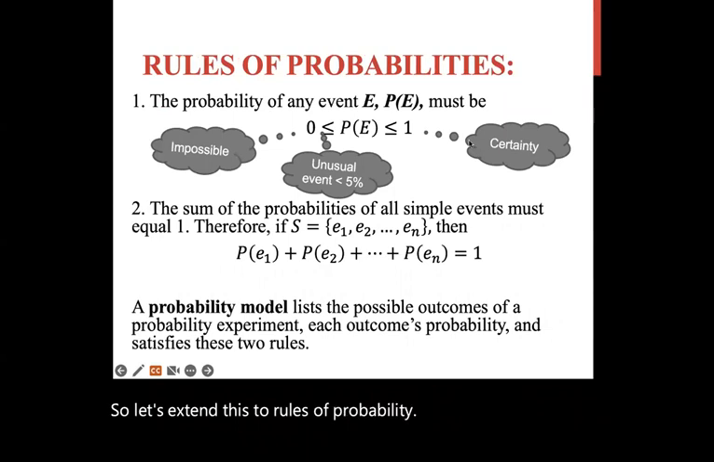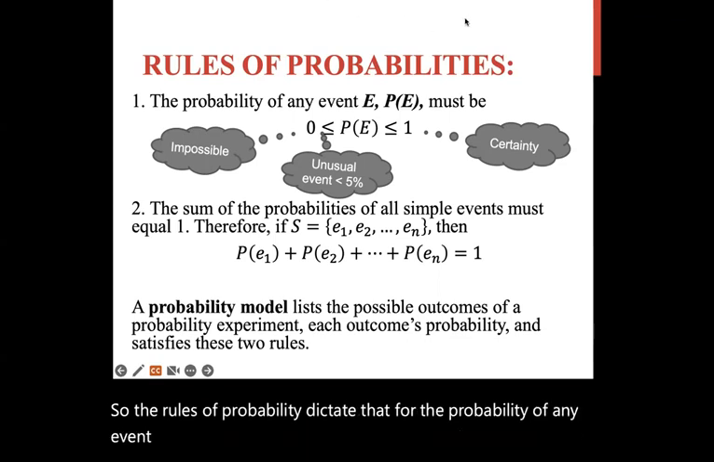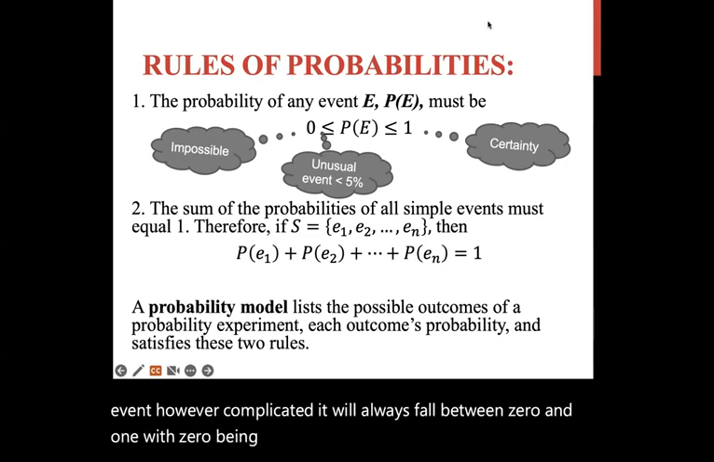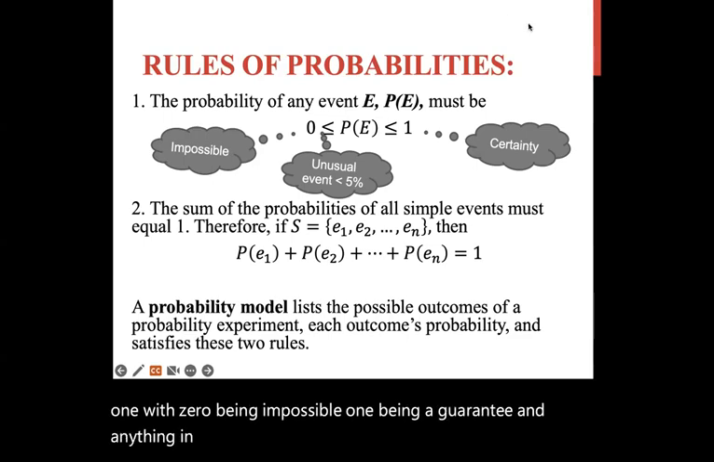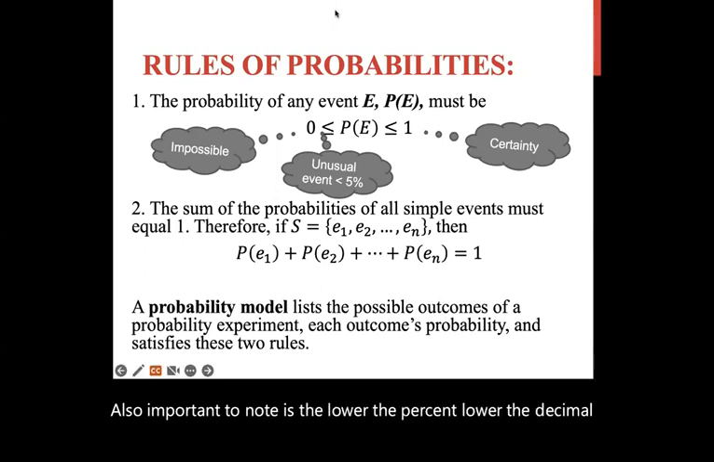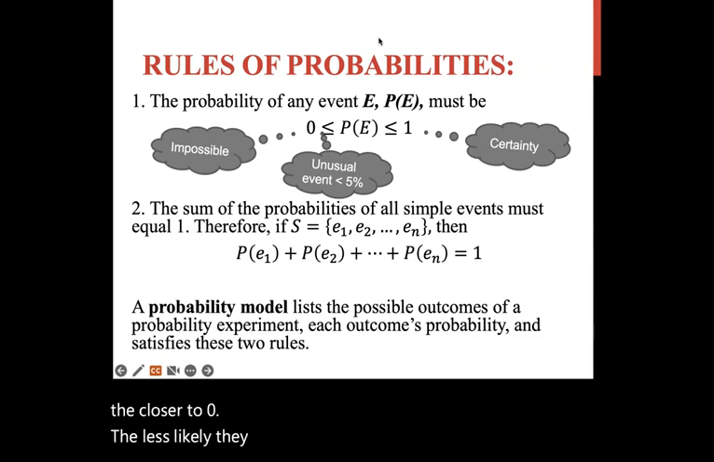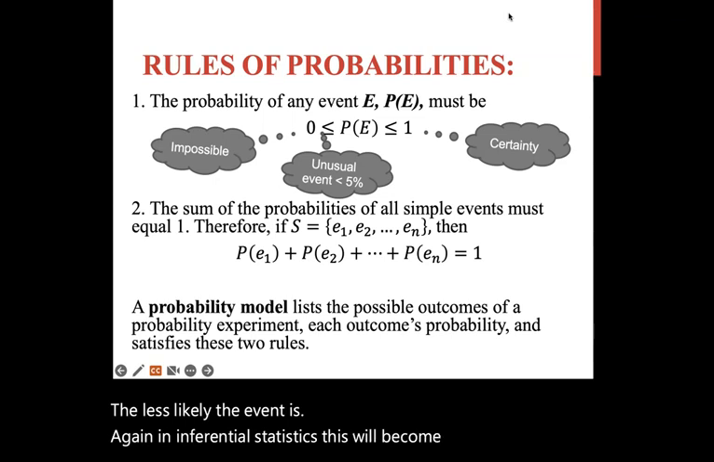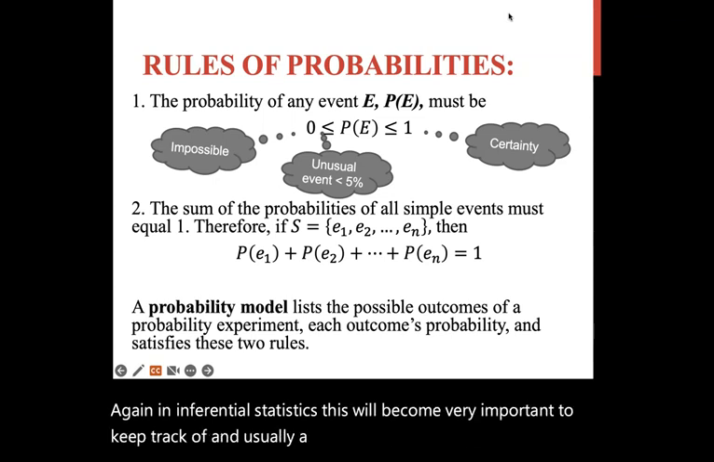So let's extend this to rules of probability. The rules of probability dictate that for the probability of any event, however complicated, it will always fall between 0 and 1, with 0 being impossible, 1 being a guarantee, and anything in between. Also important to note is the lower the percent or the lower the decimal, the closer to 0, the less likely the event is. Again, in inferential statistics, this will become very important to keep track of. And usually a cutoff is 5% or 0.05 to be considered unusual or unexpected.